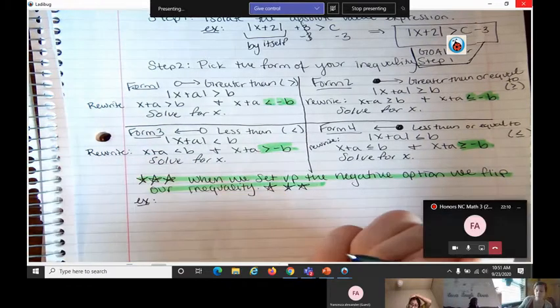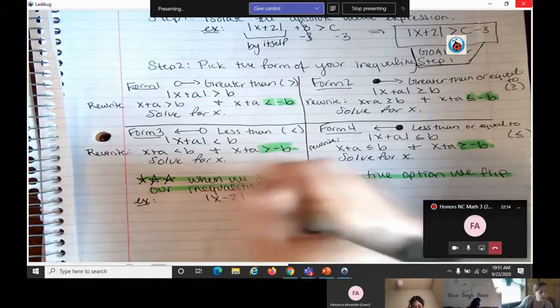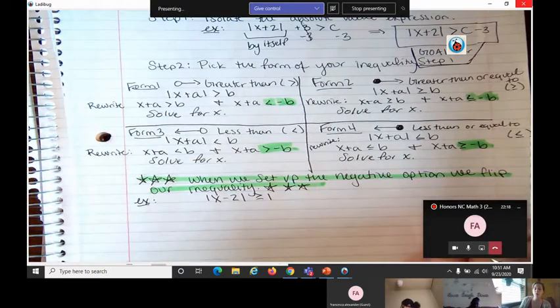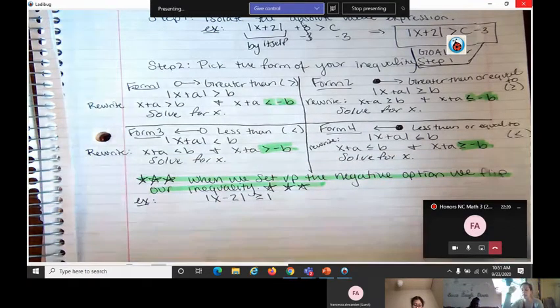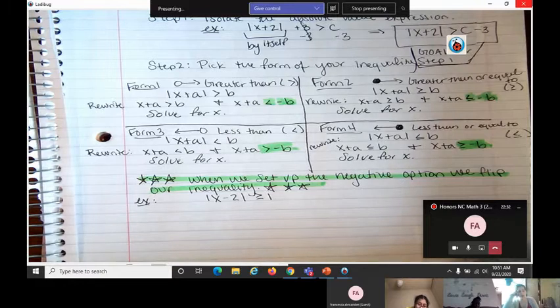Okay, so in our first example, I'm just going to give you the absolute value of x minus 2 is greater than or equal to 1. Now, do we need to do anything for step 1 in this example? No, it's already isolated, so we're good to go. So all we have to do is identify which form it is and then split it into its 2 different inequalities. So Francesca, what form is it?